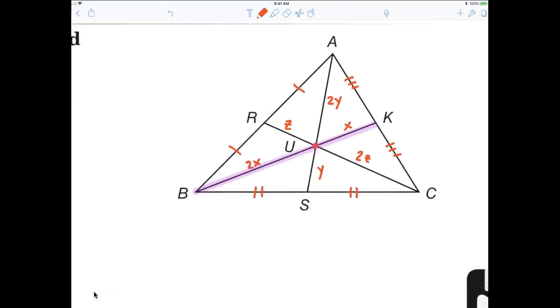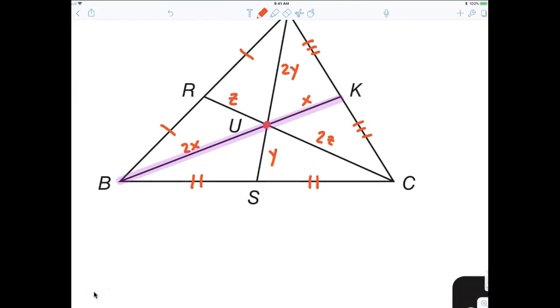If they give you the whole length, you just divide it by 3, and that gives you the distance from the centroid to the base. From the centroid to the vertex, you multiply by 2. Everybody hear me on that? Now it starts getting a little bit easier because it's just rules and knowing the rules.